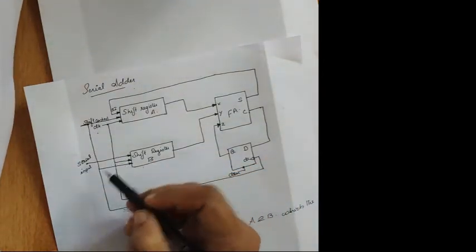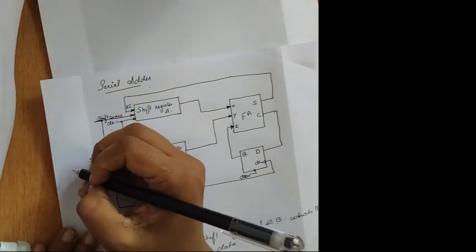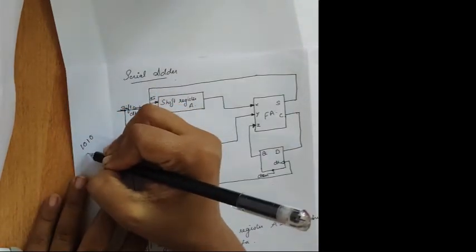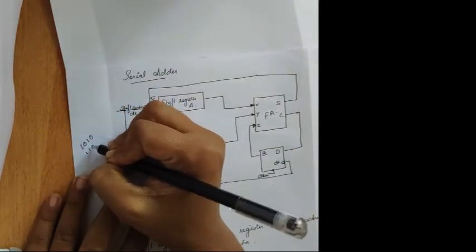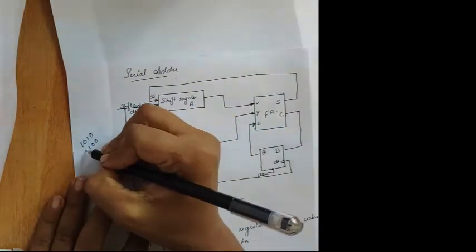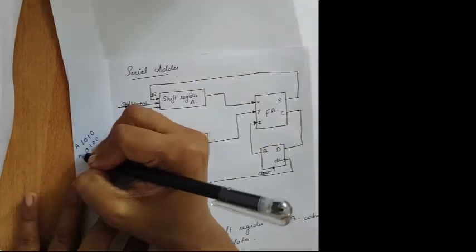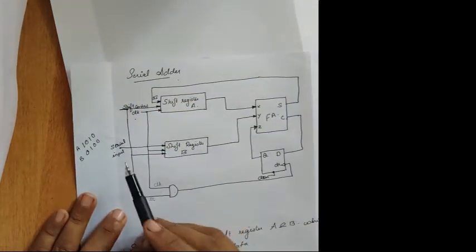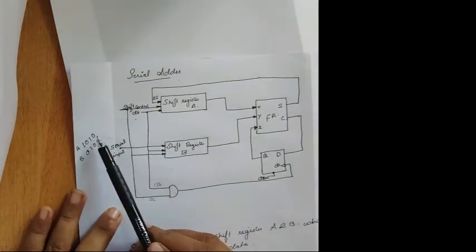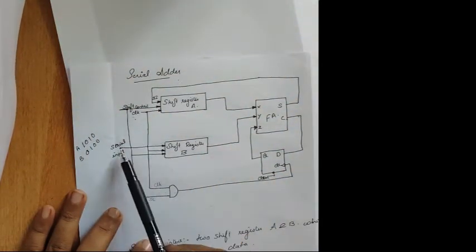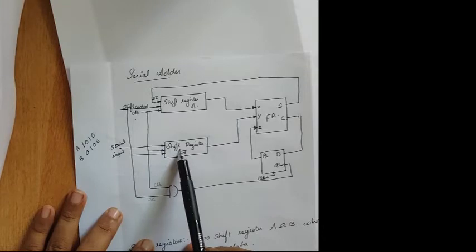So if you have serial data, now you want to add 4-bit data, 1010 plus 1100. It will be 0100. This is your A and this is your B. Initially, if you want to set the data, first a 0 will enter the shift register of B when a clock is given.